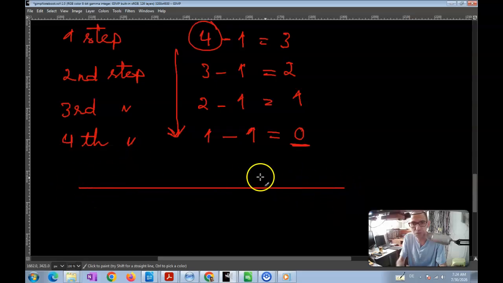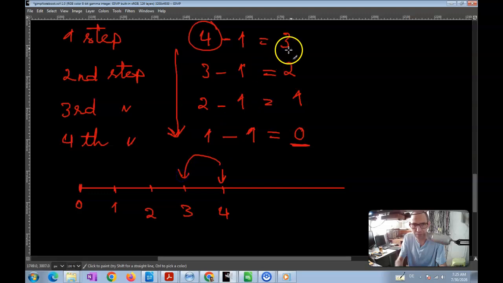You can represent this on a number line. You can say that this is 0, this is 1, this is 2, this is 3, and this is 4. When you have 4 kids, that means you're here. When you lose one of them, you move back 1 step, and then you're left with 3 kids. Again, you lose one of them, so you move 1 step back, you're left with 2 kids. Again, you lose one of them, you're left with 1 kid, and then you lose the last one, and you will be left with 0 kids, right?